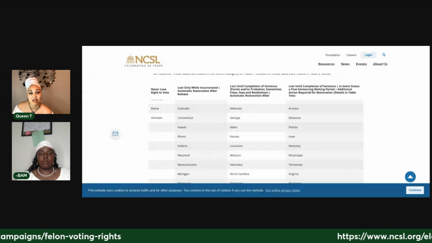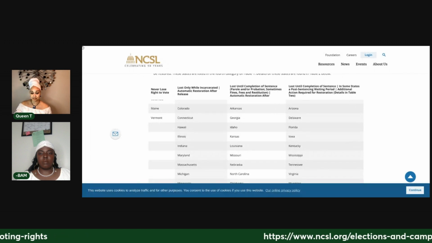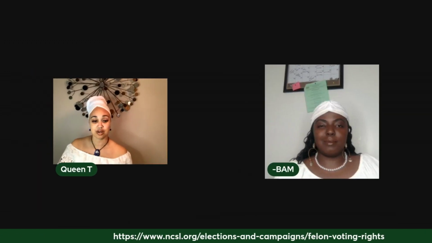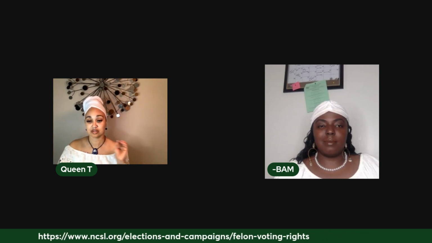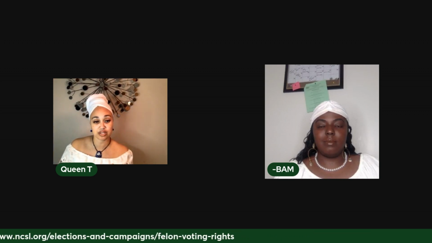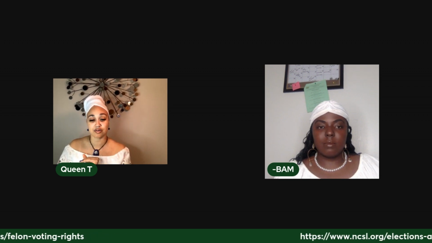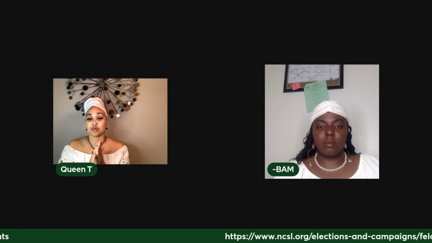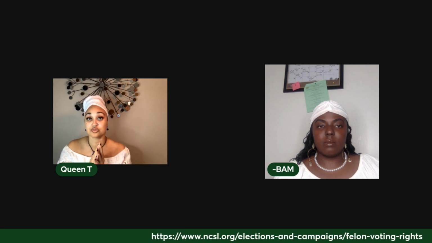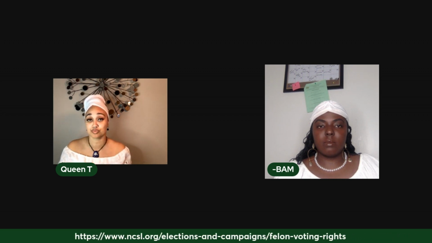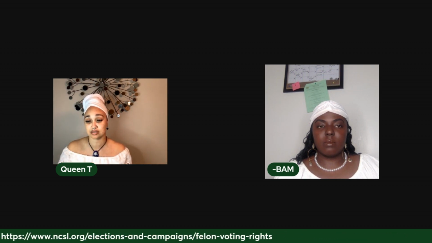That is not by accident, okay? That's not accidental. Please don't think that it is. They do that for a reason. So, again, the website is scrolling at the bottom so that you can look at that more in detail, okay? But if you're a felon, it doesn't mean that you cannot vote. You just need to know what the law is in your state.